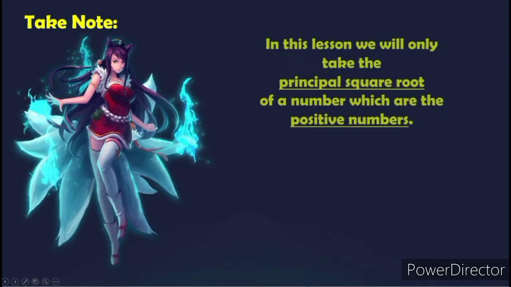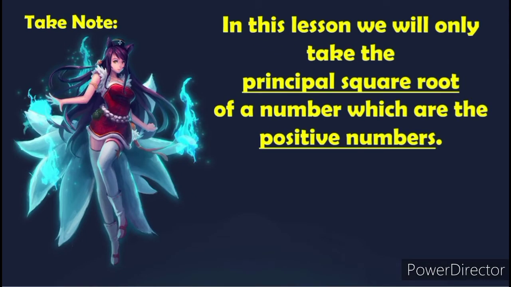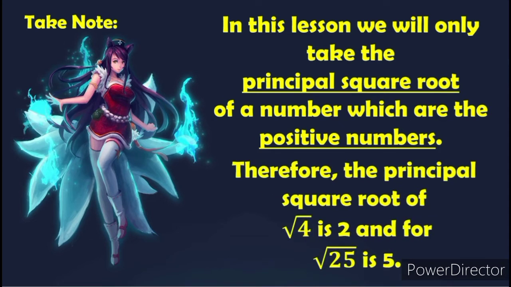Take note, in this lesson, we will only take the principal square root of a number, which are the positive numbers. Therefore, the principal square root of square root of 4 is 2, and for square root of 25 is 5.